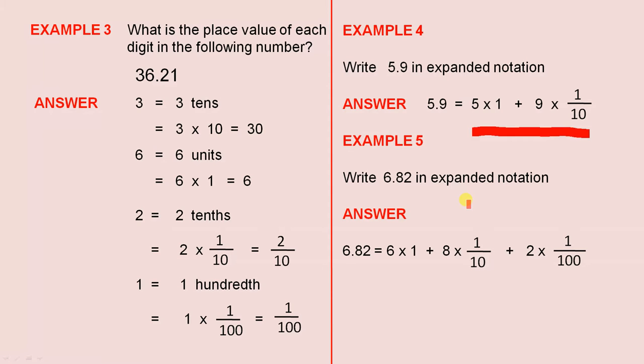Example 5, write 6.82 in expanded notation. The 6 is in the units column, so it's 6 times 1. The 8 is in the tenth column, so it's 8 times a tenth. And the 2 is in the hundredth column, so it's 2 times 100th. So there's your expanded notation.